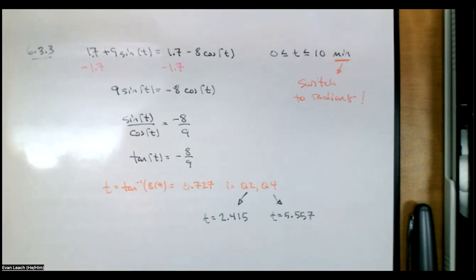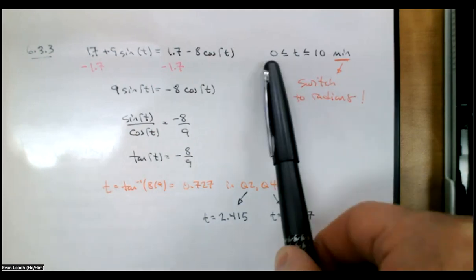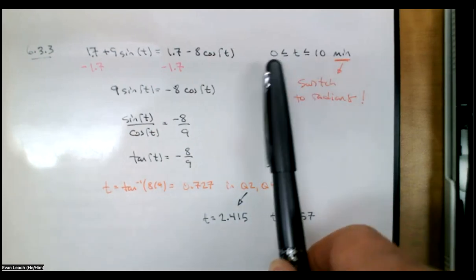No, they're positive because I'm just finding the reference angle and putting it in quadrant 2 and quadrant 4. I picked quadrant 2 and 4 because tangent is negative in quadrant 2 and 4. If I want the negative versions of these angles, I'd have to have like negative 0.726, but negative 0.726 is not in the range that I'm looking for.